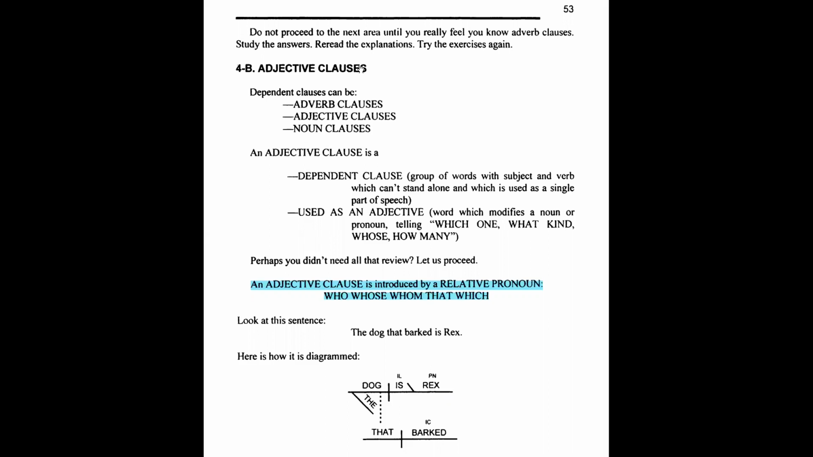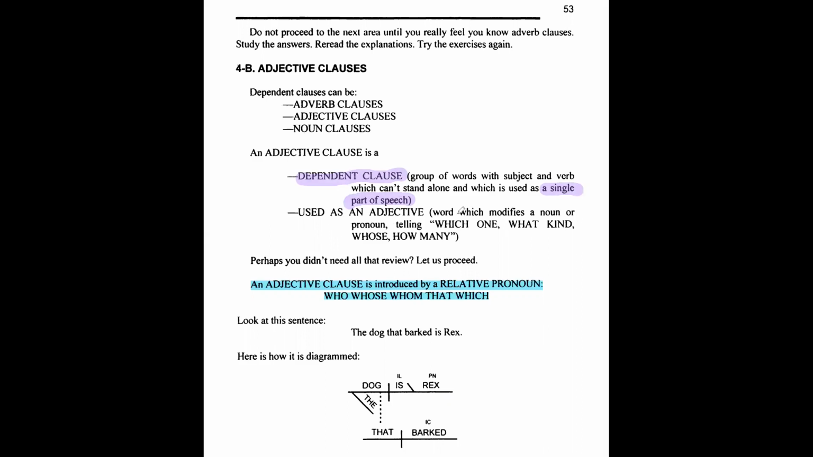So an adjective clause, just like an adverb clause, is a dependent clause, which means what? A group of words, right? Subject and a verb, which can't stand alone. That's what makes it dependent, and it is used as a single part of speech. Exact same definition as an adverb clause, except there's one thing that's different: the single part of speech. A dependent clause used as an adverb is an adverb clause. A dependent clause used as an adjective is an adjective clause. And a dependent clause used as a noun is a noun clause.